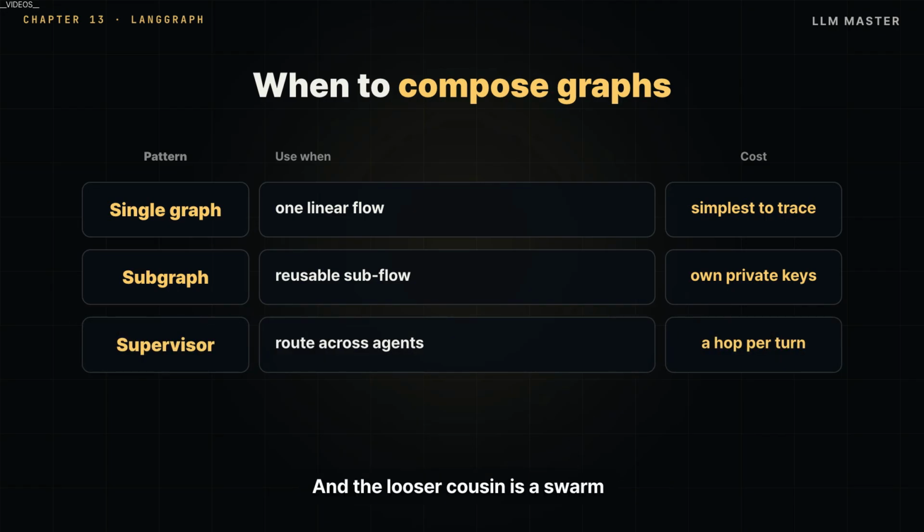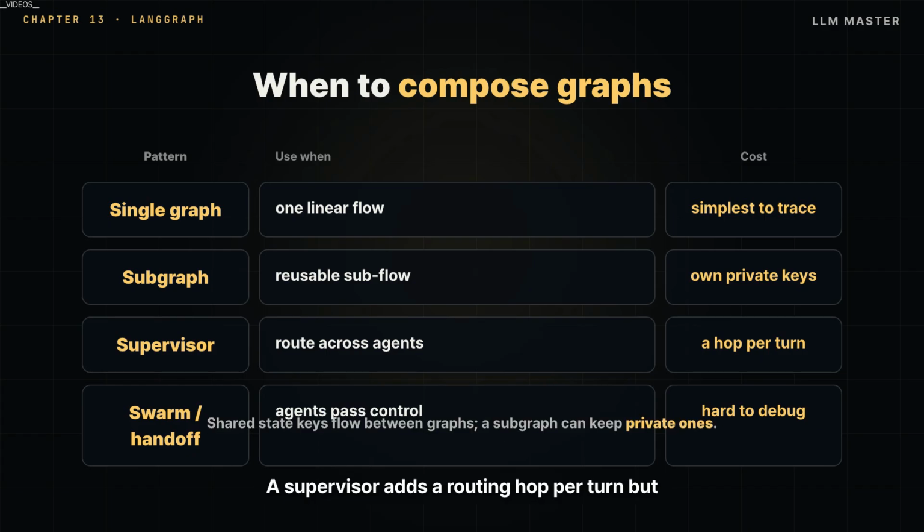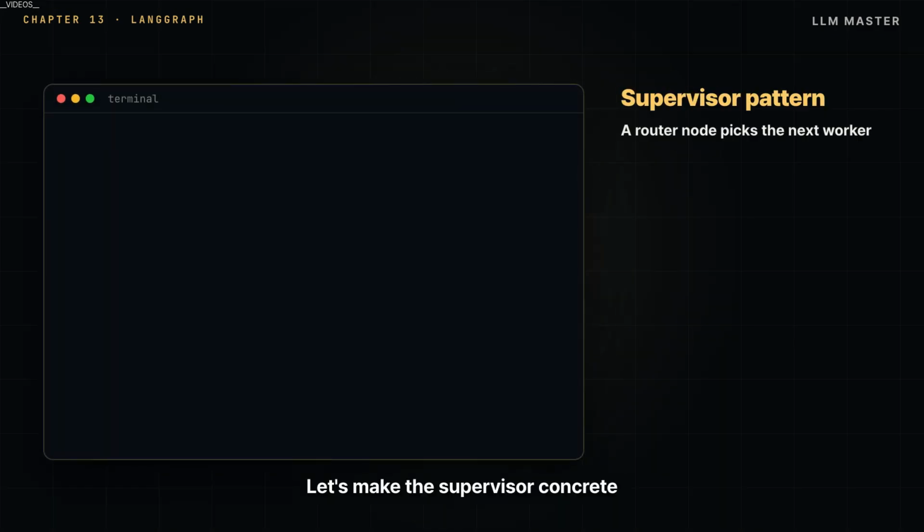And the looser cousin is a swarm, where agents hand control directly to each other. The trade-off is traceability. A single graph is trivial to reason about. A supervisor adds a routing hop per turn, but keeps control centralized and observable. A free-for-all swarm is powerful, but genuinely hard to debug. Reach for the simplest structure that fits, and add a layer only when one agent's job clearly splits into distinct roles. Let's make the supervisor concrete, because it's less magic than it sounds.